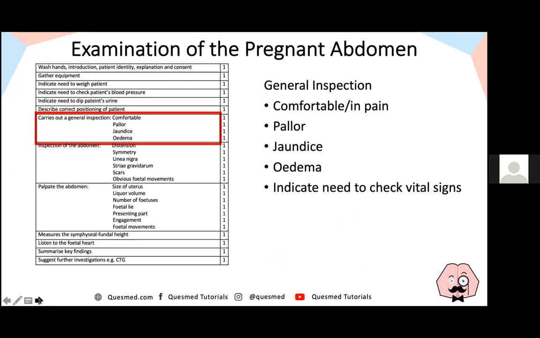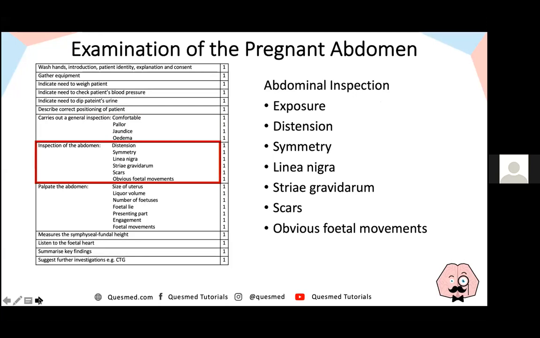General inspection, obviously want to see, is she comfortable, is she in pain, is she in raging labour? We want to comment on things like jaundice, edema, and I normally would say that I want to check her vital signs, her blood pressure. We start with abdominal inspection, so we do need to adequately expose the abdomen right the way up from the xiphisternum down to the pubis.